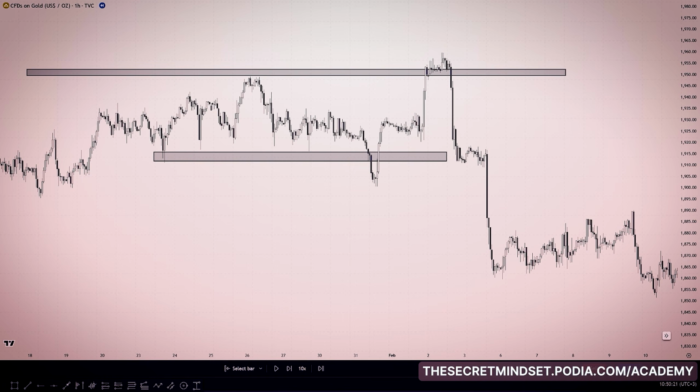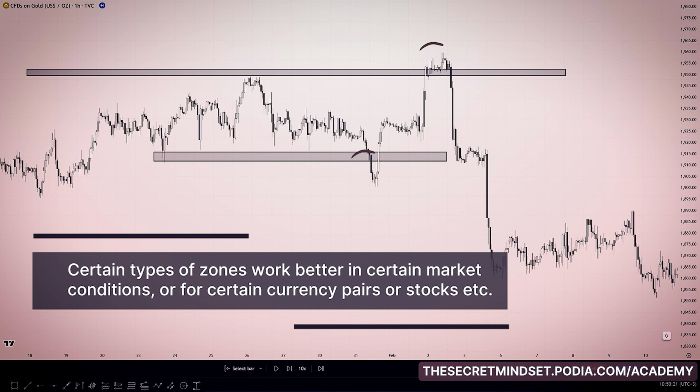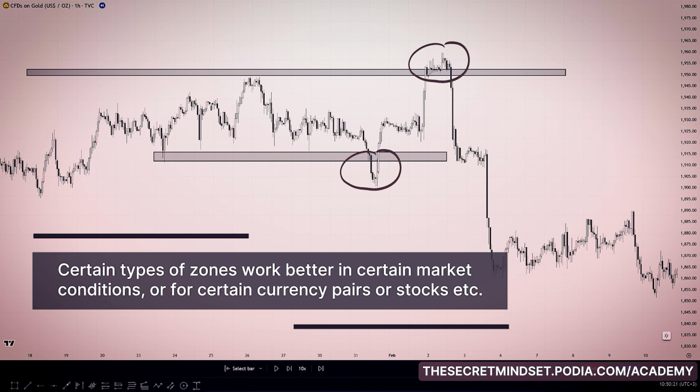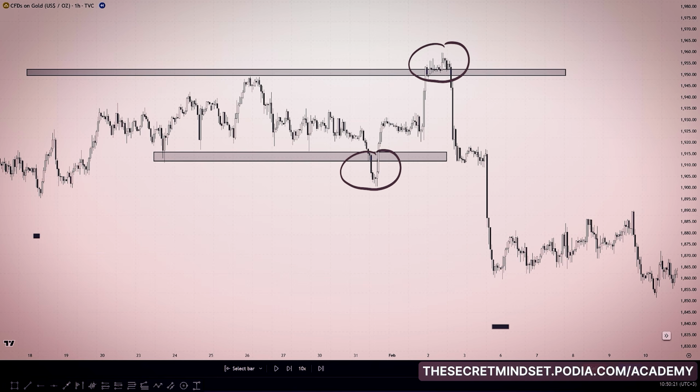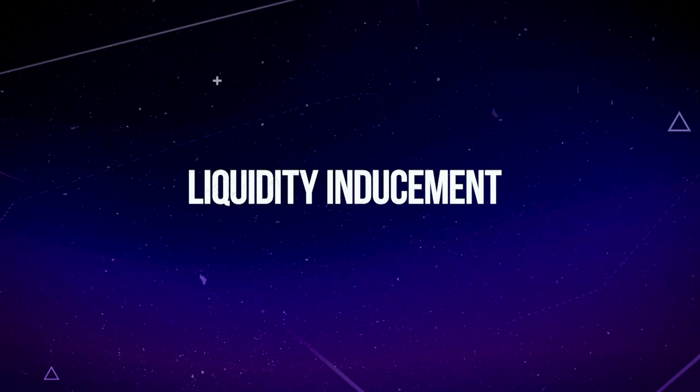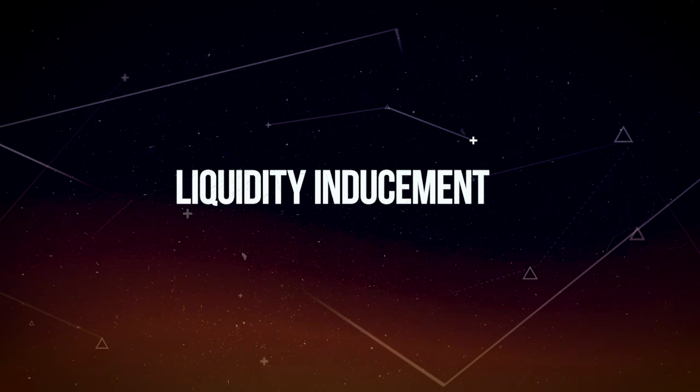You might notice that certain types of zones work better in certain market conditions or for certain currency pairs or stocks. This is where keeping a detailed trading journal with your findings can be incredibly valuable, allowing you to refine your strategy over time. Now, let's talk about liquidity inducement.